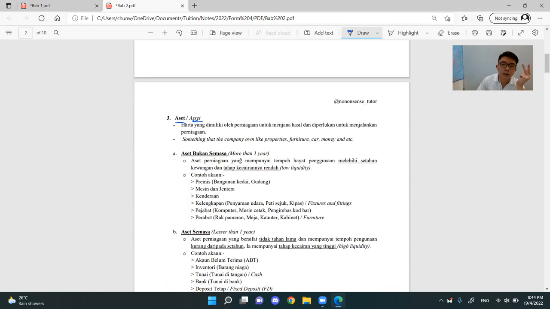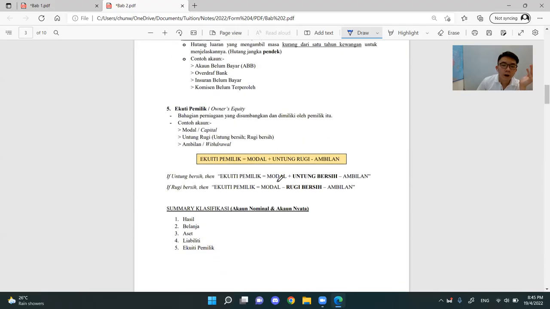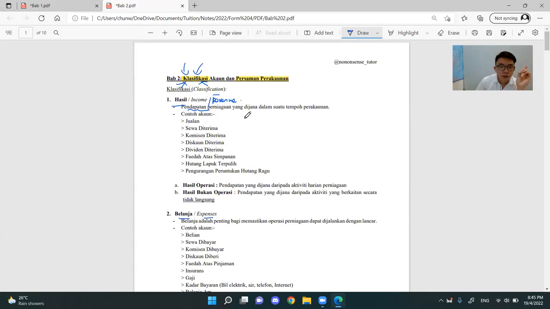The double S dalam your English. Okay, then number four, ialah liability. Same thing, the direct translation, but in English, instead of I, kita guna Y in English. Right, so it's liability and liability. Okay, then number five is equity pemilik. Alright, in English is called the owner's equity. Okay, so these are the five component classification that you must know. Alright, and make sure you understand it 100%. Okay, so let's start from the first one, the hasil.